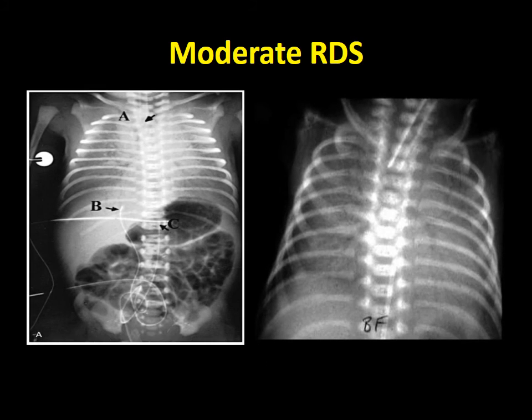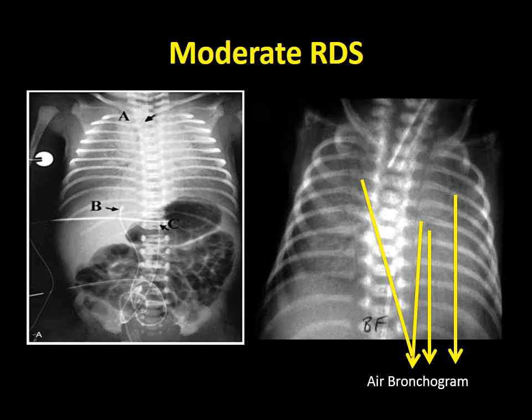A moderate RDS on chest X-ray still has the reticulogranular pattern as shown in the left radiograph, and an air bronchogram as pointed. But note that cardiac borders are not prominent.